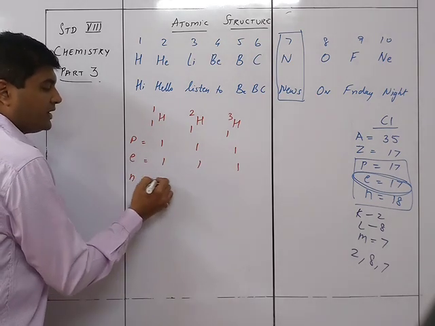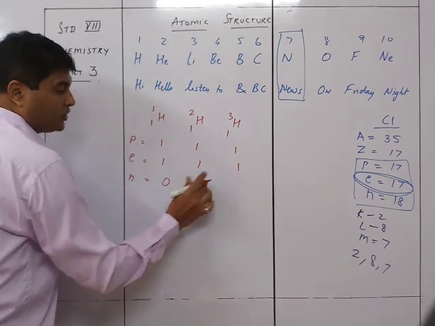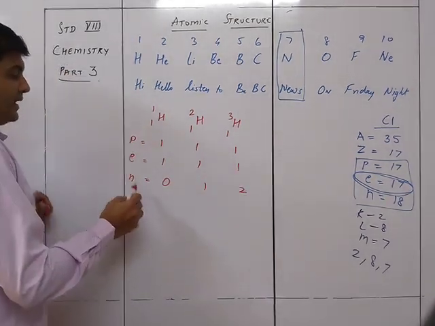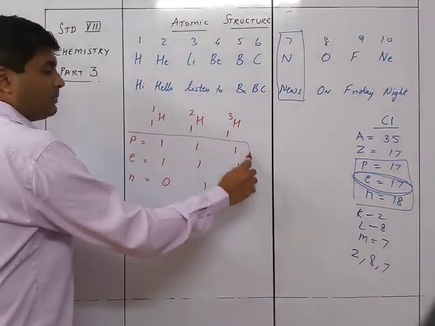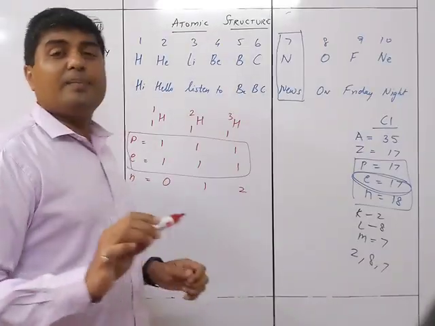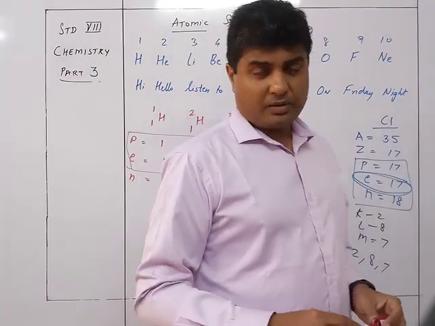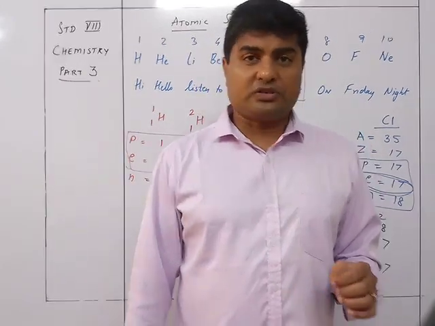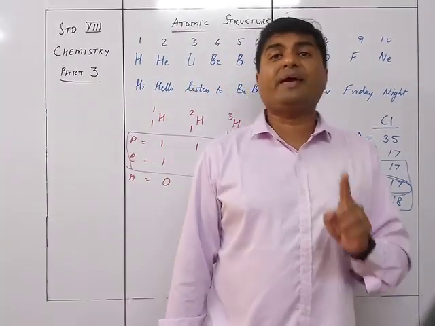But the neutron over here is 0, here it is 1, and here it is 2. So you can see that the number of electrons and the number of protons are the same in all 3 of them, and hence the element remains the same. The element is going to be determined by the number of protons and electrons. The element is determined by the atomic number.